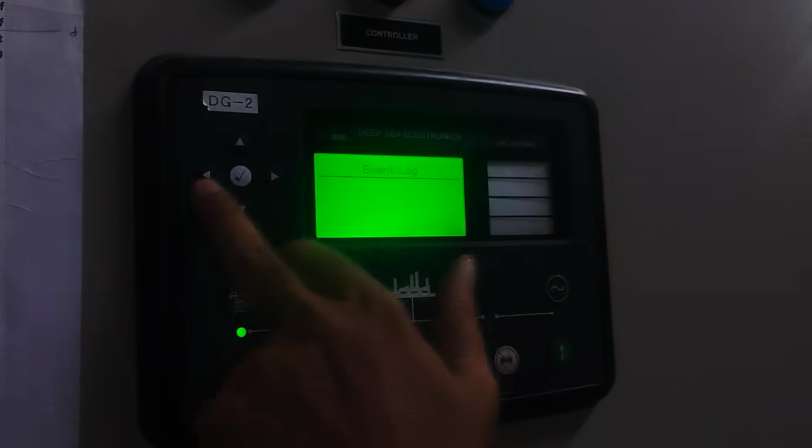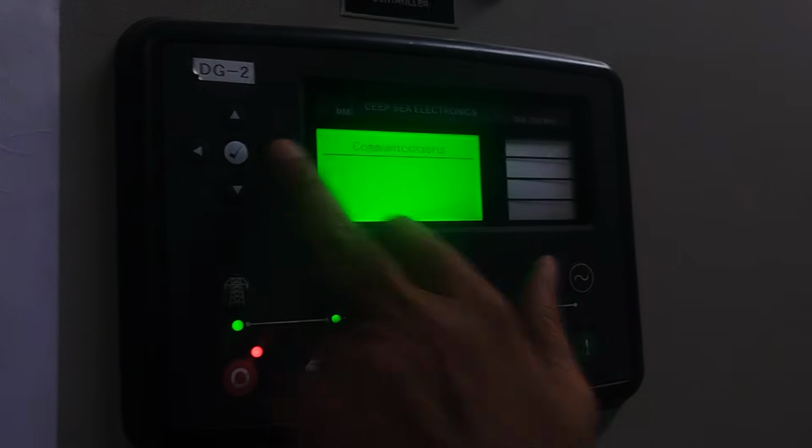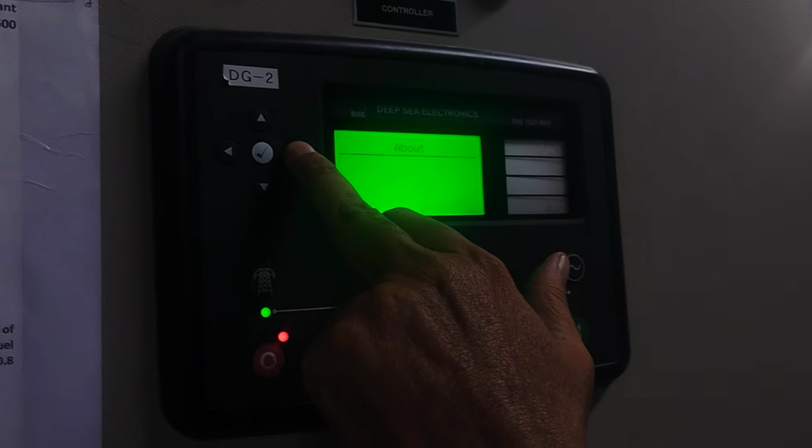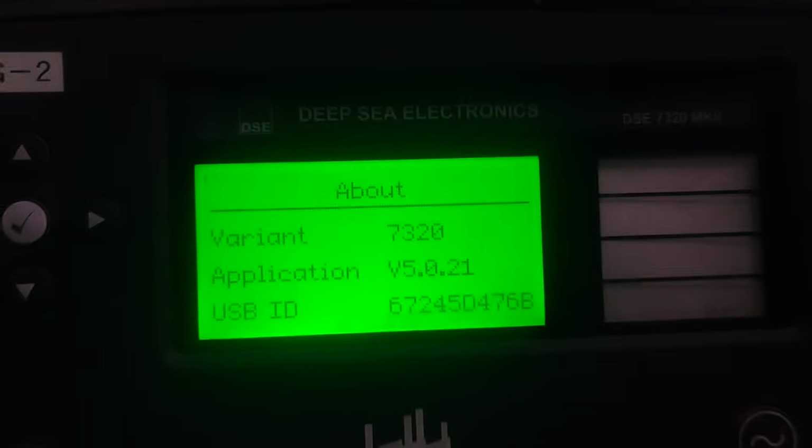Okay, so this is just brief information about the control operation of the DSE electronics. Okay, come here.